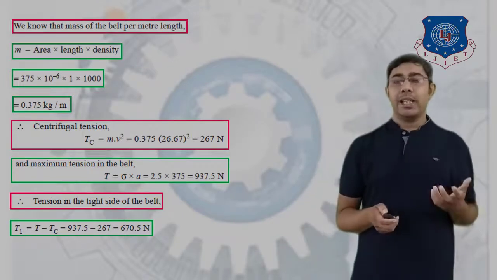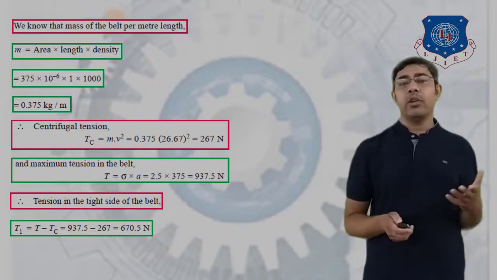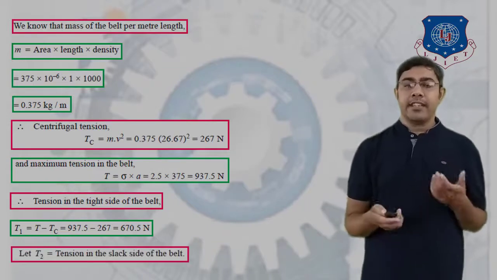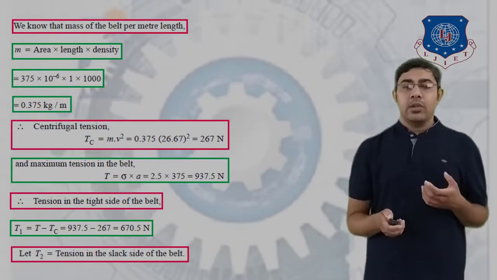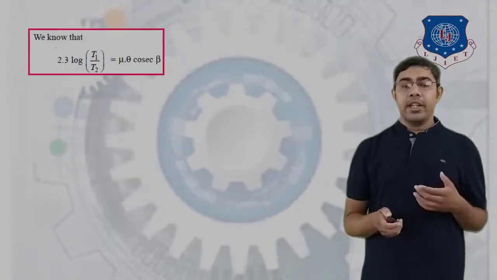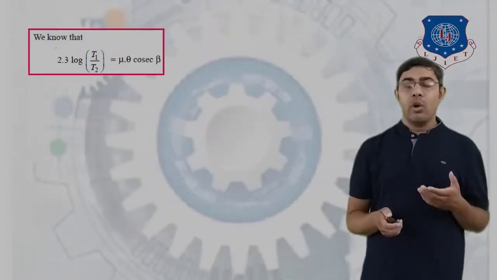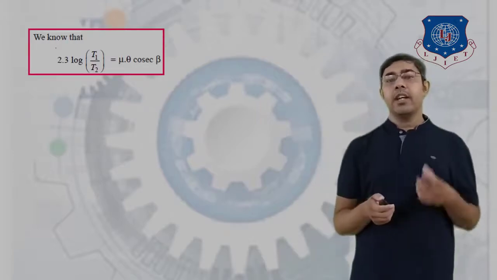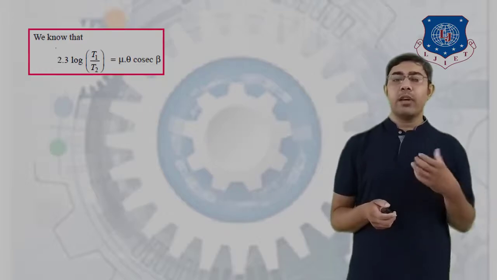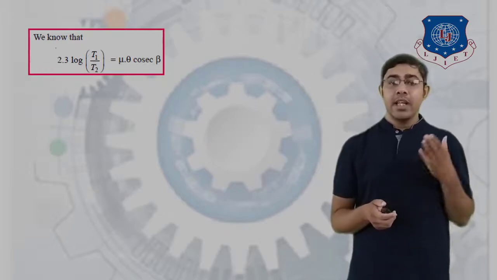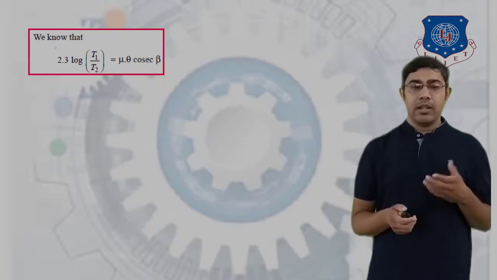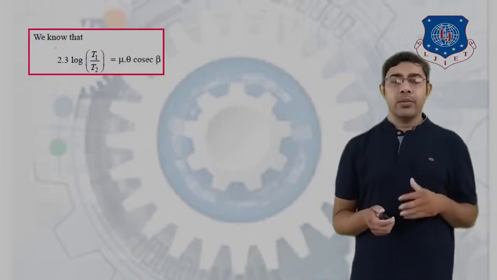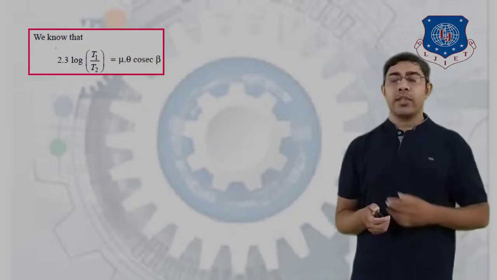Now we have to also calculate the tension in the slack side to calculate the power. So let's consider T2 is the tension in the slack side of the belt. As we know the relation between T1 and T2, that is 2.3 log T1 upon T2 is equal to mu theta into cosec beta. Here the drive is a V belt drive, so we have to use the V belt drive equation, that is given in our presentation slide.